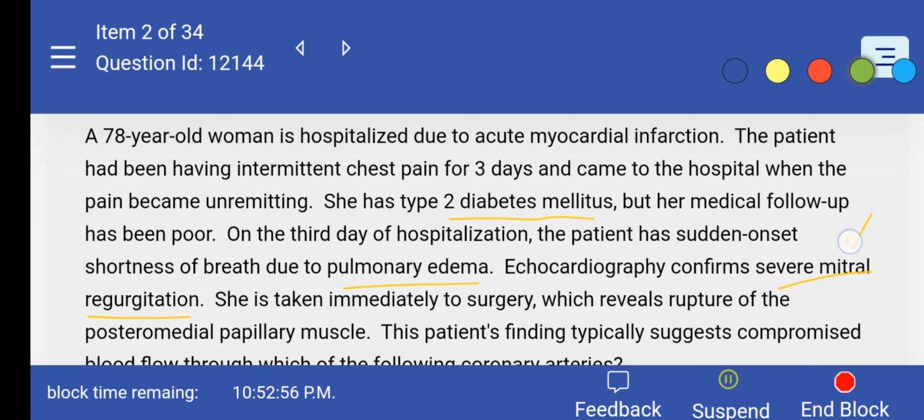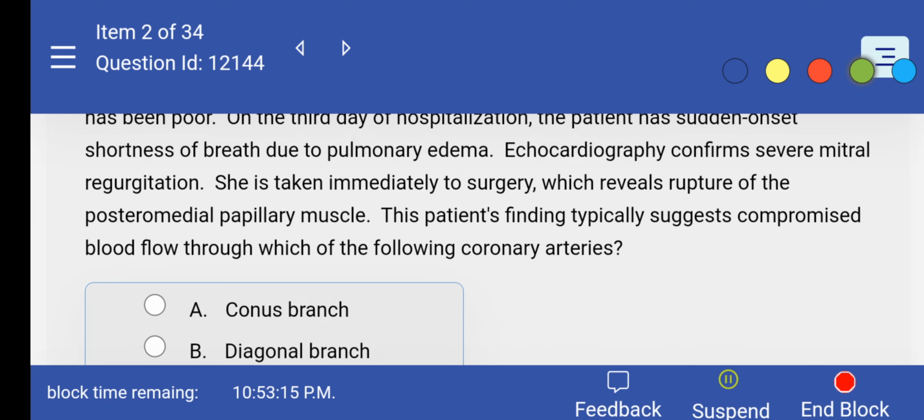She is taken immediately to surgery, which reveals rupture of the posterior medial papillary muscle. Right, this is important: the posterior medial papillary muscle rupture would lead to this mitral regurgitation. This patient's finding typically suggests compromised blood flow through which of the following coronary arteries?